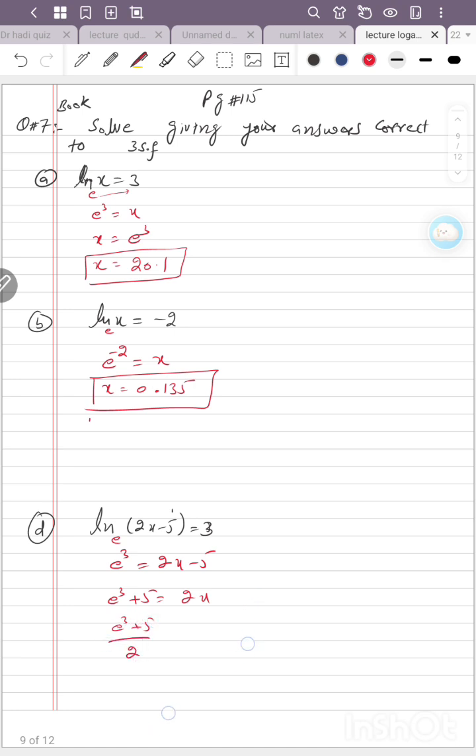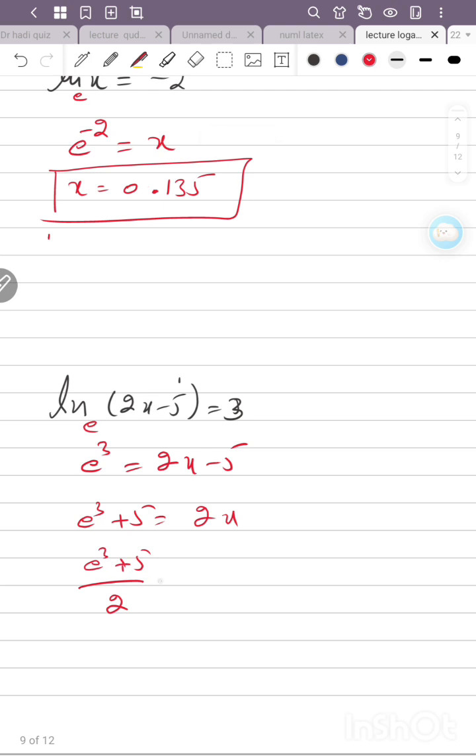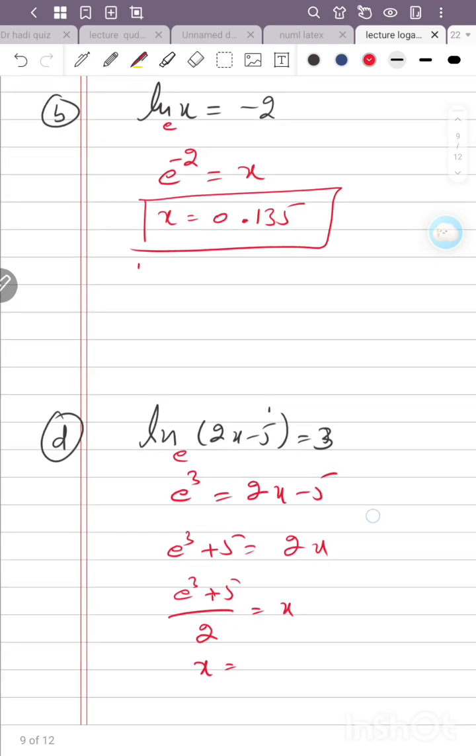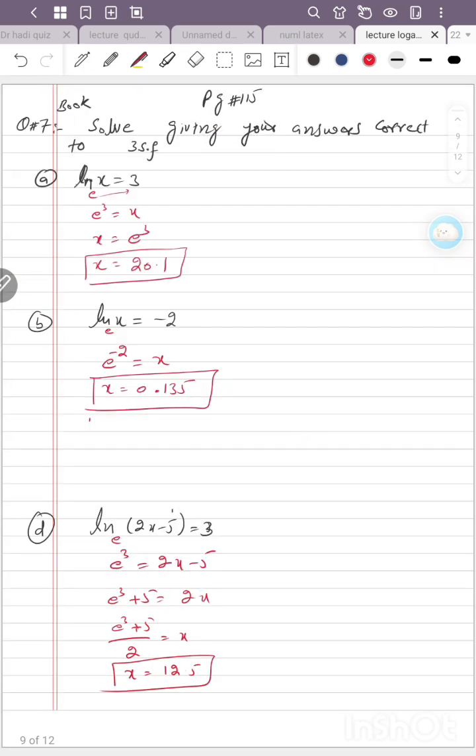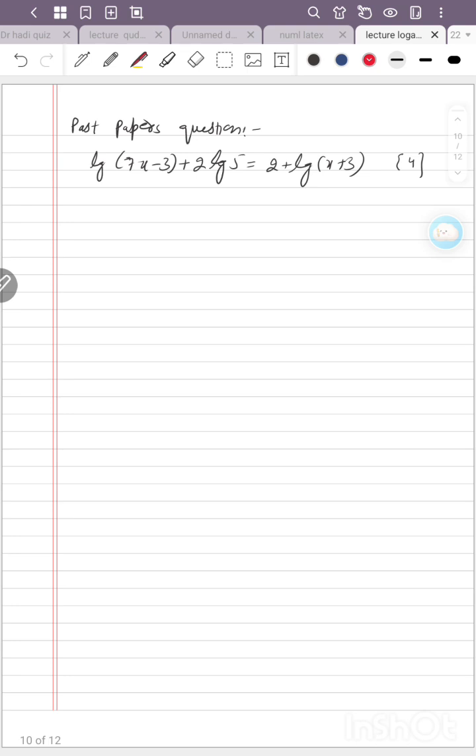Here I have to zoom in. It will be x, and we got the answer for x. If we use the calculator, we get e^3 plus 5, divided by 2. Now our answer is 12.5. These are our answers. Okay, we have to complete question number 7 from the book. Now we will go forward.